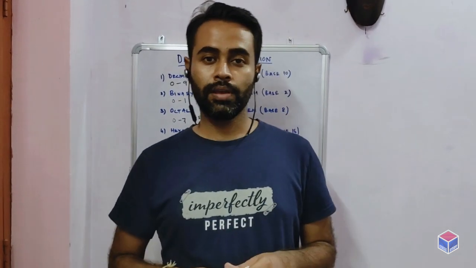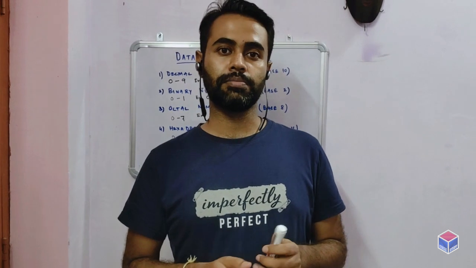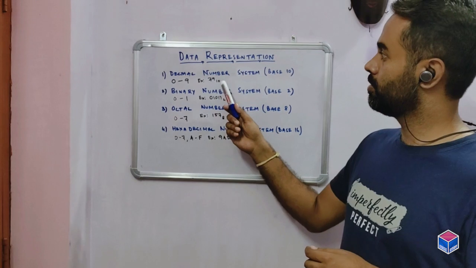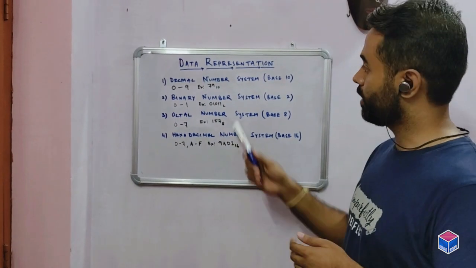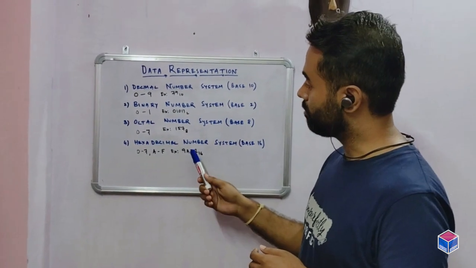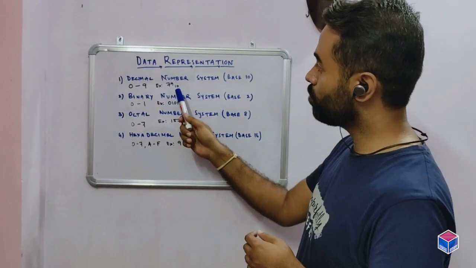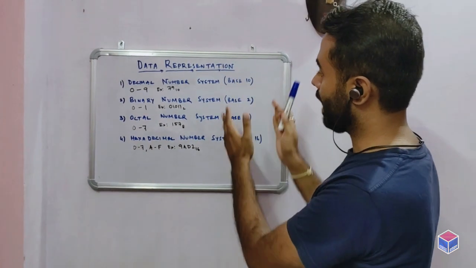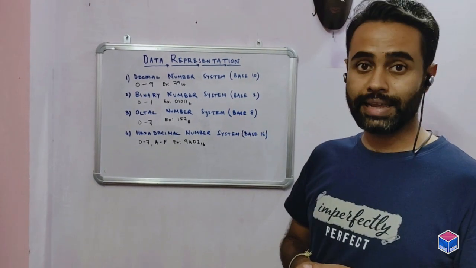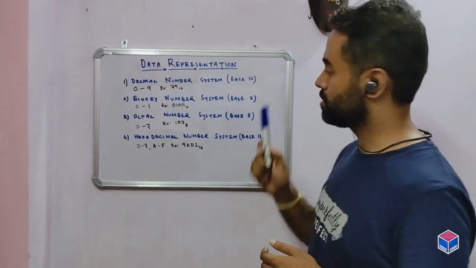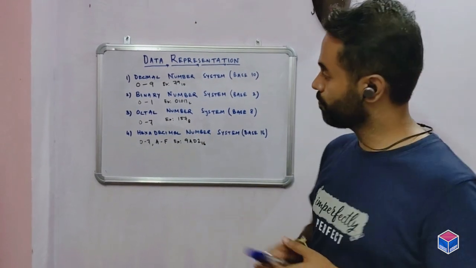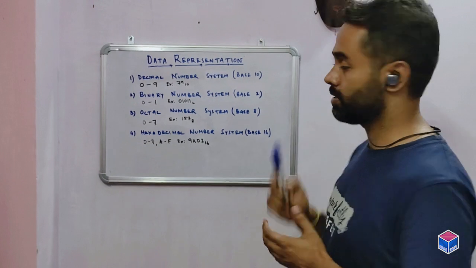In this video, we'll be learning the 4 basic number systems that the computer interprets. Now look at the board. We have the decimal number system, the binary number system, the octal number system, and the hexadecimal number system. They all have a base value. The decimal number system is represented by base 10, binary by base 2, octal by base 8, and hexadecimal by base 16.